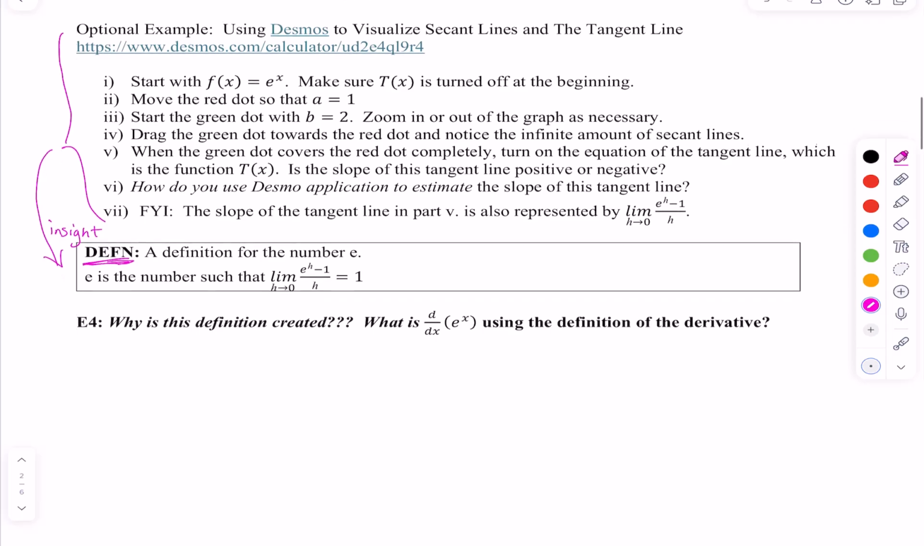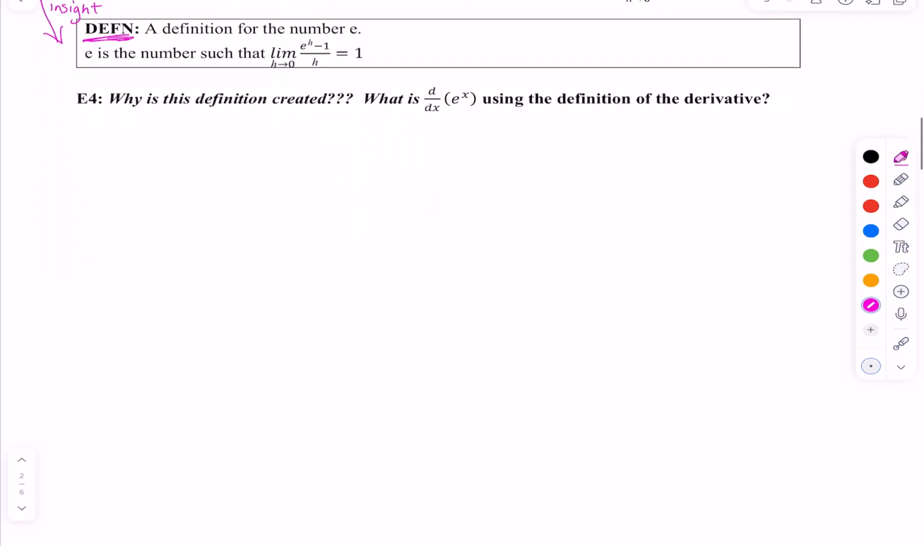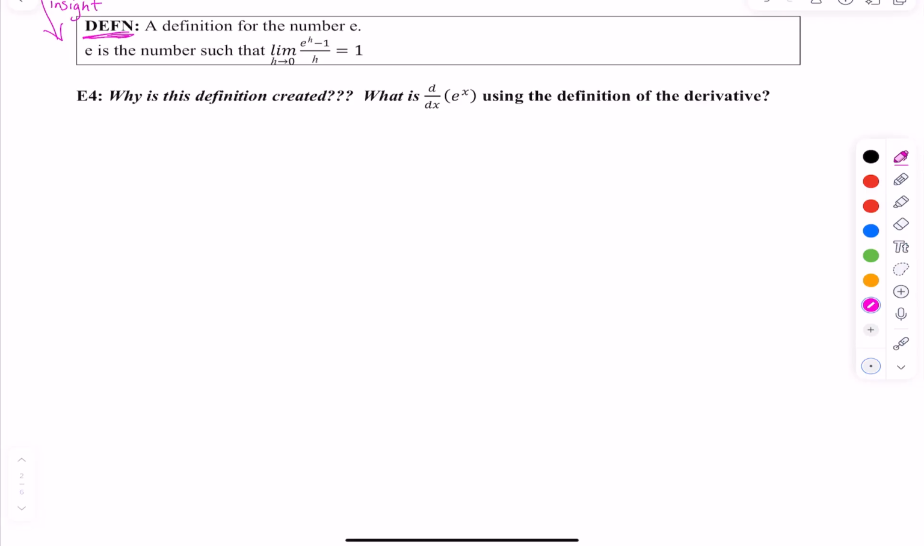Speaking of another example, why don't we continue? Why is this definition created? This is a definition for the number e. So why don't we investigate the difference quotient here? Okay, why don't we investigate this difference quotient for f of x equals the exponential function e to the x power?